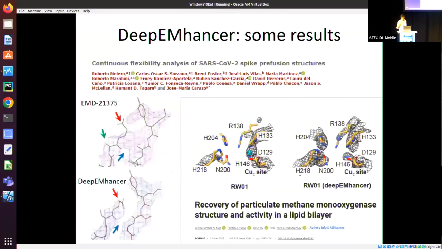And after that, many people have used it. If you go to the literature, to people using it, you will find very interesting examples. These are just a couple of examples in which you can see on the right-hand side how DeepEMhancer helped to separate two strands that look fused in the first example, whereas in the second example, you can see how it helped in modeling some side chains that were not very clear at the beginning.